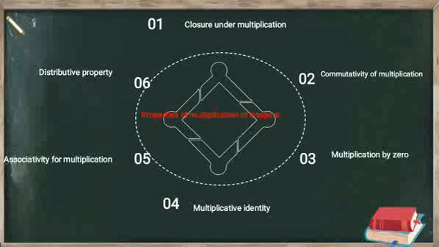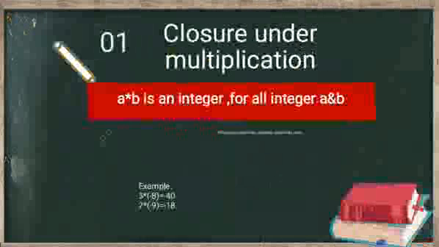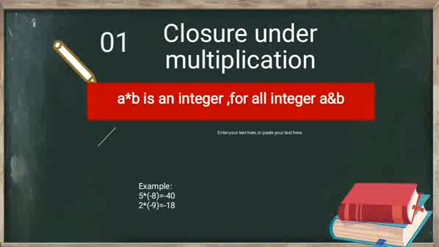There are 6 types. The first type is closure under multiplication, and second type is commutativity of multiplication, and third is multiplication by 0. Fourth one, multiplicative identity. Fifth one, associativity for multiplication. Sixth one, distributive property. First, let us start the closure under multiplication. For all integers a and b, a into b is an integer. Example: 5 into minus 8 is equal to minus 40. Second example is 2 into minus 9 is equal to minus 18.